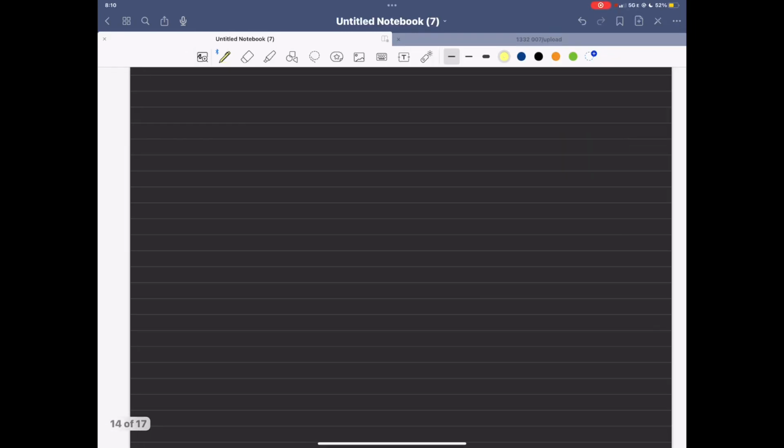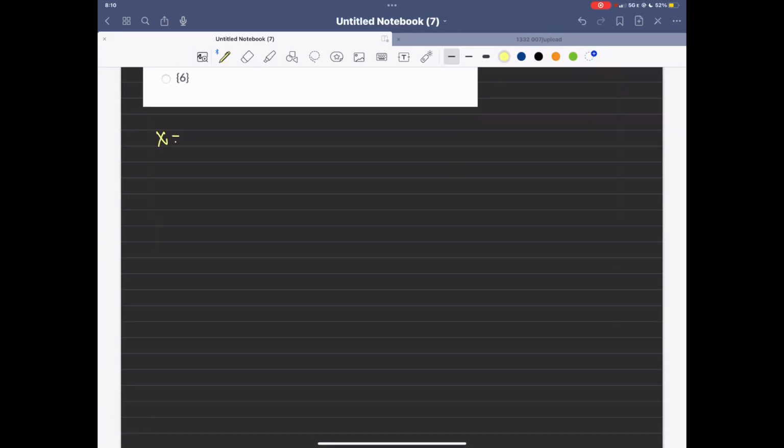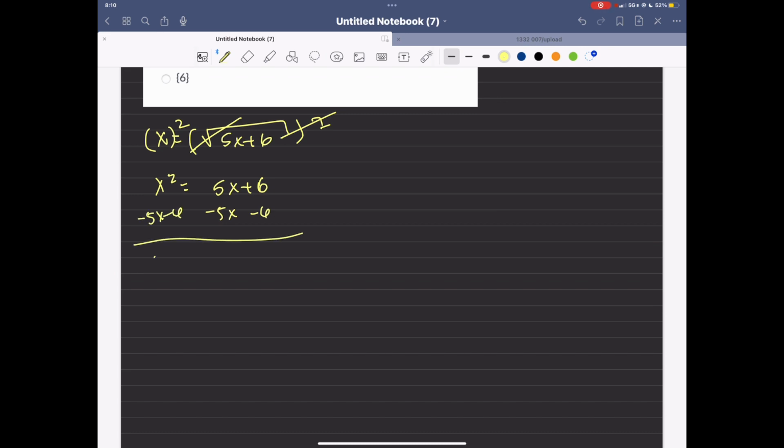I'm going to rewrite it down here. x equals the square root of 5x plus 6. I have to square both sides. So I get x squared equals 5x plus 6, because the square root and the square cancel out. So minus 5x minus 6 on both sides. x squared minus 5x minus 6 equals 0.